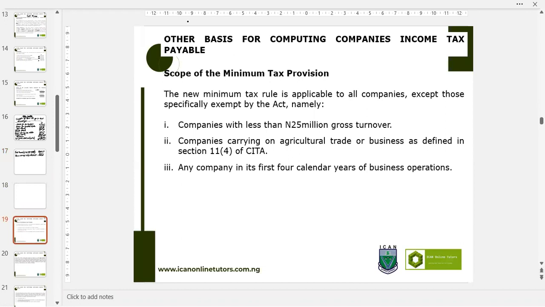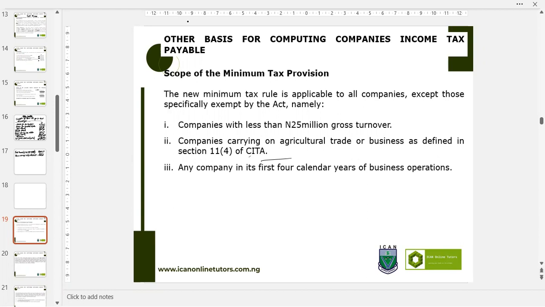So the minimum tax rule is applicable to all companies except those specifically exempt by the Act, namely those companies with a gross turnover of 25 million naira and below, and companies carrying on agricultural trade or business as defined in section 11, subsection 4 of SITA, and any company in its first 4 calendar years of business. So these are the categories of companies that are exempted from this basis.